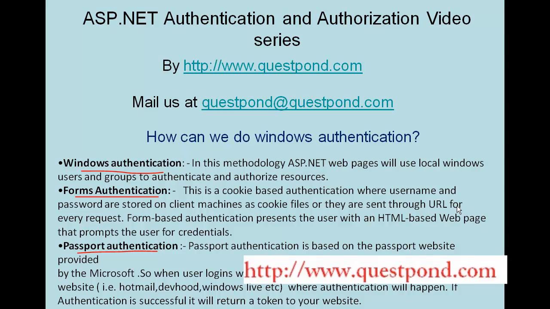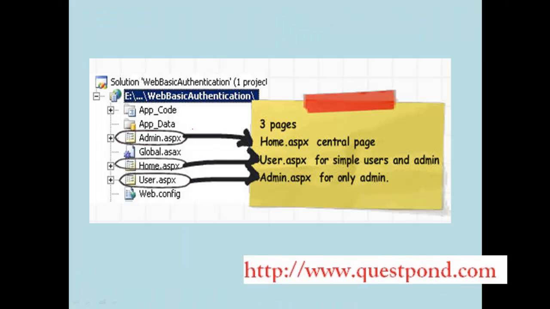Now in this session, we will look in depth at how we can implement Windows authentication. In the coming videos, we will create a simple project, create users in the Windows users and groups account, and see how we can do authentication and authorization using Windows authentication. To demonstrate it, we'll create three pages: admin.aspx, home.aspx, and user.aspx. The admin.aspx page can be accessed only by administrators.